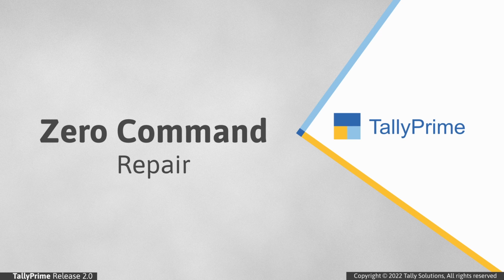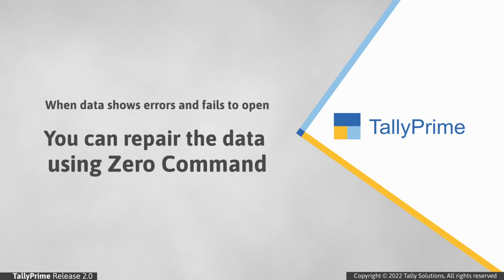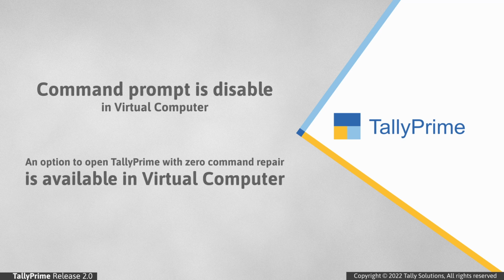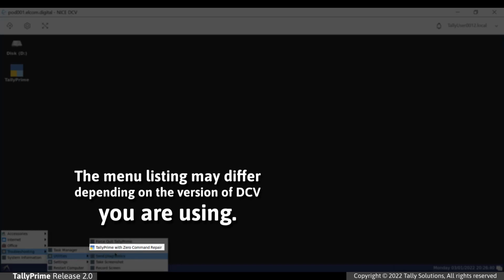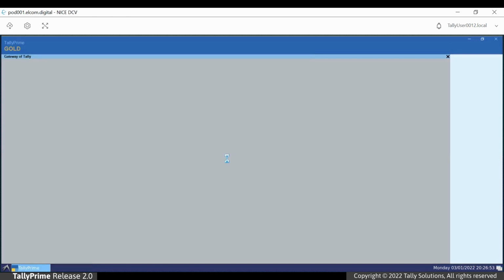Zero command repair. If you are facing a situation where data is showing errors and fails to open, you may want to repair the data using zero command. By default, command prompt is disabled in the virtual computer. However, an option to open TallyPrime with zero command repair is provided in the virtual computer. Click the start icon situated in the bottom left corner of the DCV. Select troubleshooting and then click on TallyPrime with zero command repair. This will open the TallyPrime application with zero command.